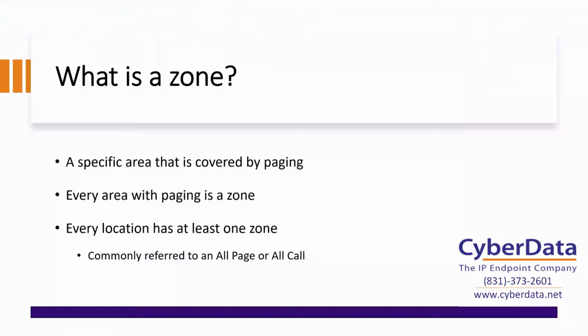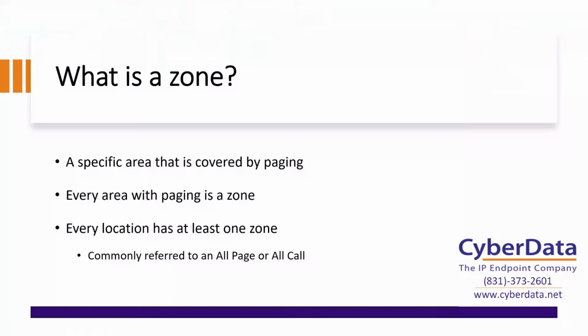An example that I helped on today is a school that's looking for paging in 9 different classrooms in their hallway. Each of those 9 classrooms would be a zone, as well as the hallway. Then, of course, an additional one is going to be another zone referred to as an all call or an all page. Basically, every single area is going to be a zone.